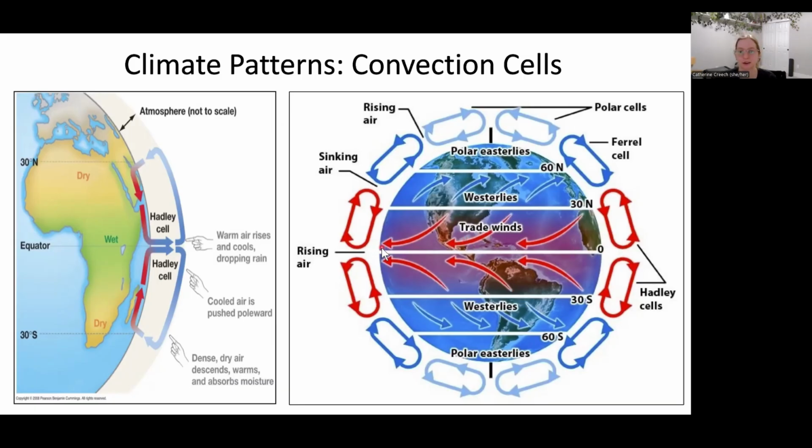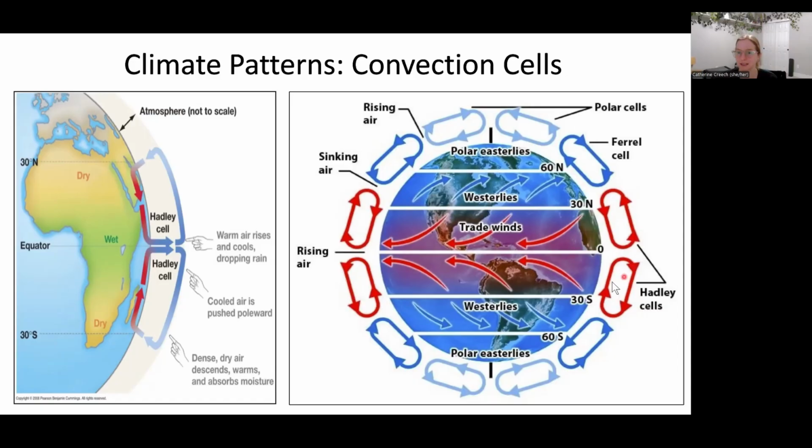We have the equator. We have that warm rising air. It's going to start to cool. It's going to drop all of its rain. And then we have dry air sinking to the bottom, and it's going to push that warmer air sideways. So we get a rotation called the convection cell.